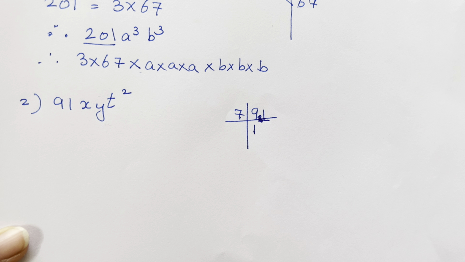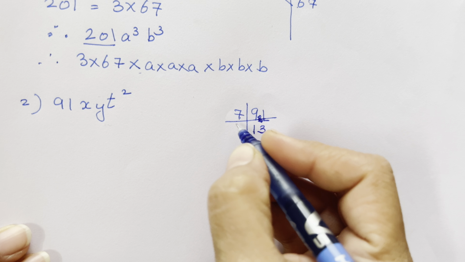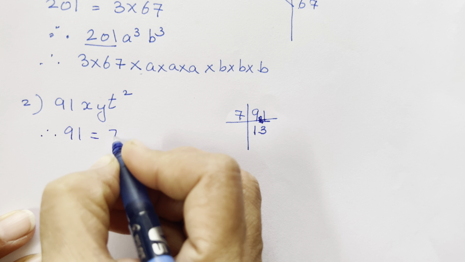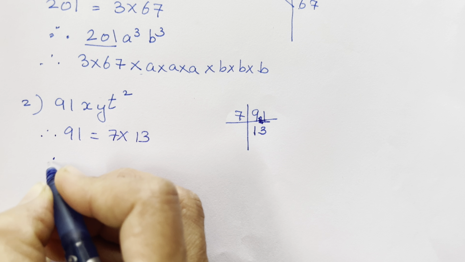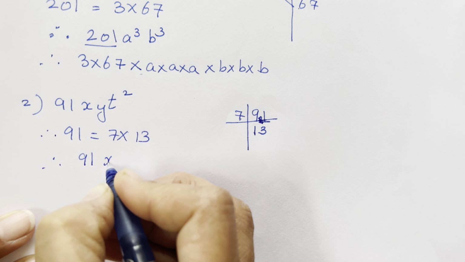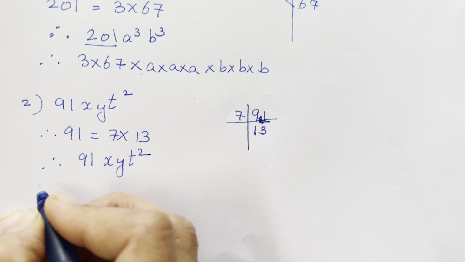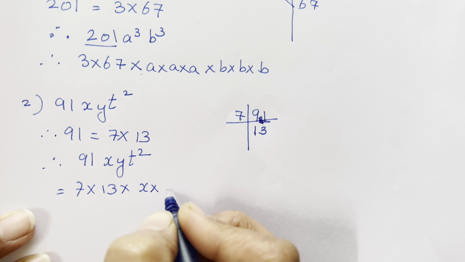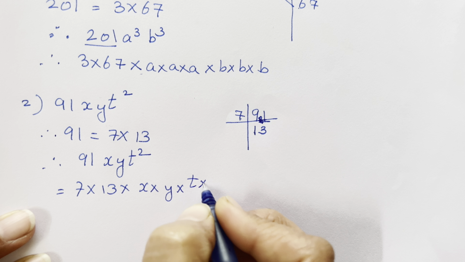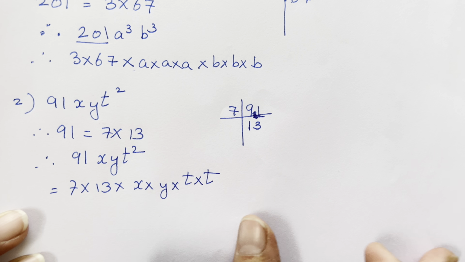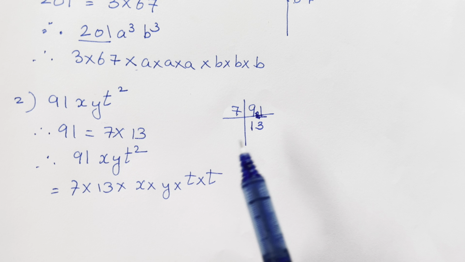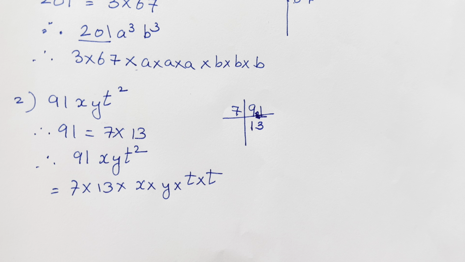Now 7 threes are 21. So what are going to be the factors? The factors of 91 are going to be 7 into 13. So therefore, 91xyt square is going to be 7 into 13 into x into y into t into t. So these are the factors that have been written for 91xyt square in the product form.